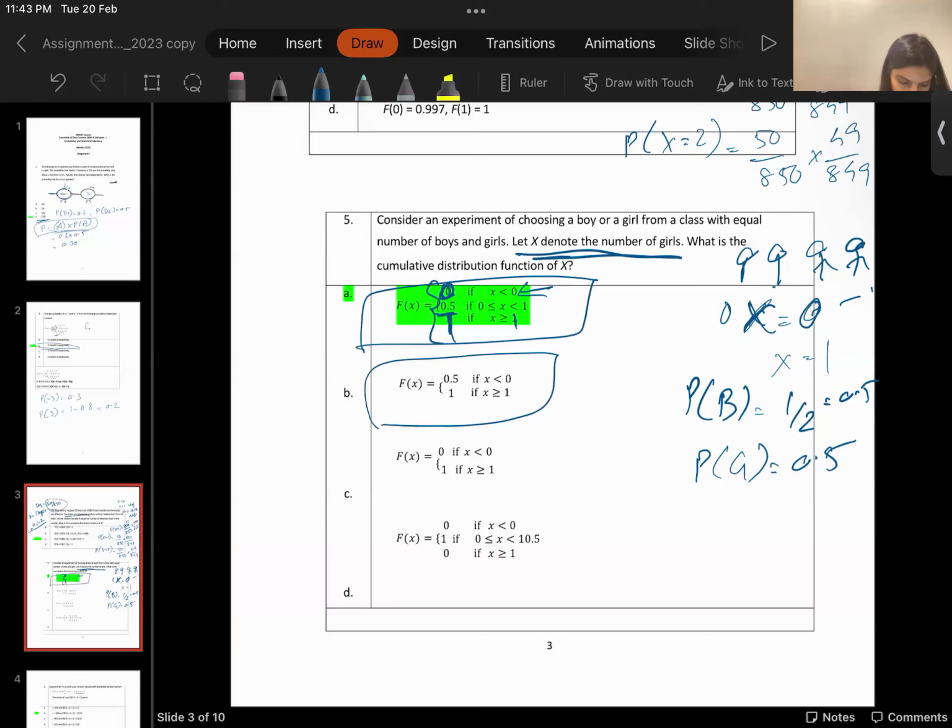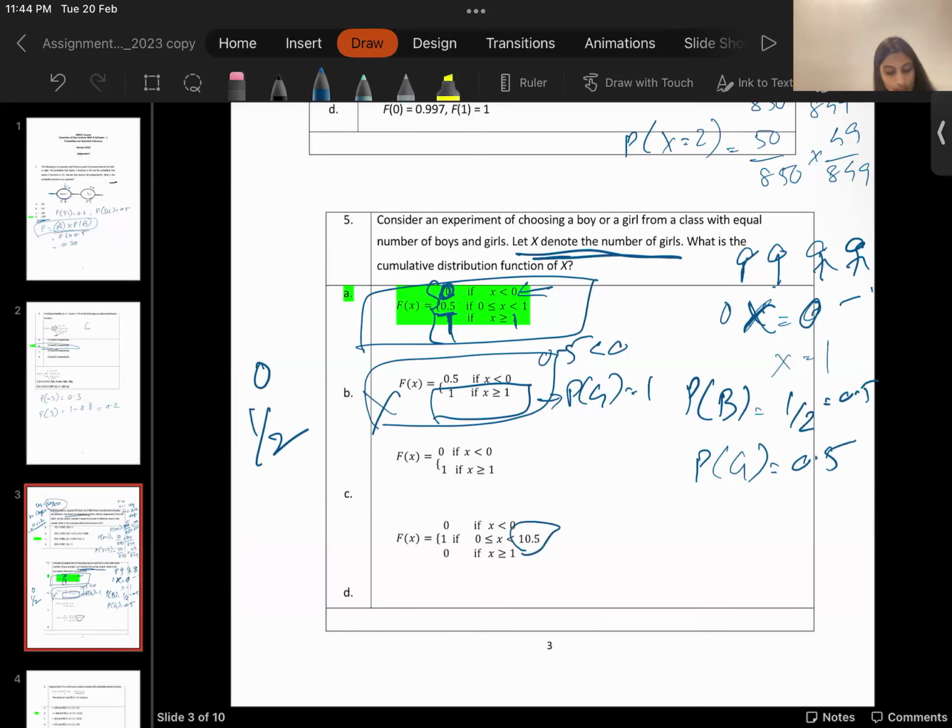Well, the other options don't make any sense. So this one would mean that the probability of choosing a girl is 1, which is fine. But the probability of something less than 0, the probability of not choosing any student at all, is 0.5. So this is wrong. We know that the probability of not choosing a student is 0 because we are choosing a student. So the probability of choosing a student is 1. So this is wrong. This is also wrong. And yeah, this is also wrong.